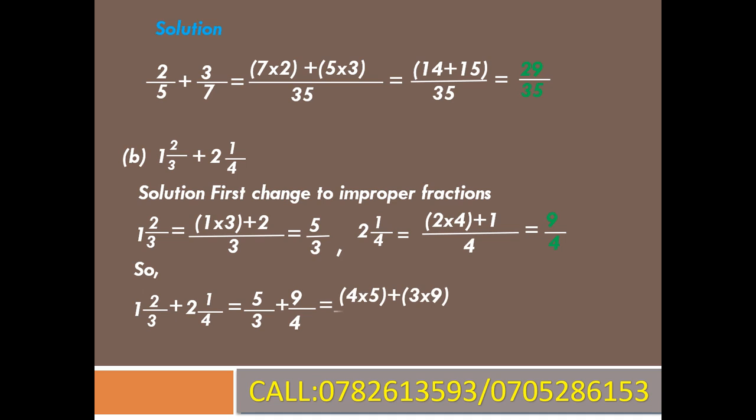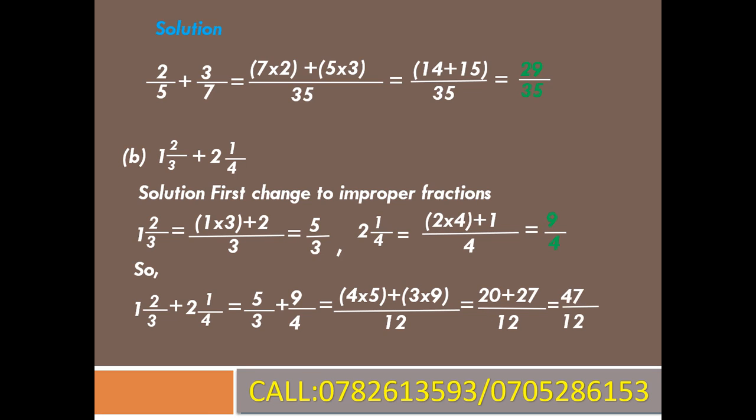LCM of 3 and 4 is actually 12. So 12 divided by 3 gives us 4. So 4 times 5, which I write here. Then I keep the sign plus. So 12 divided by 4, 3 times 9. So that will give us 20 plus 27 out of 12. And we end up with 47 out of 12.